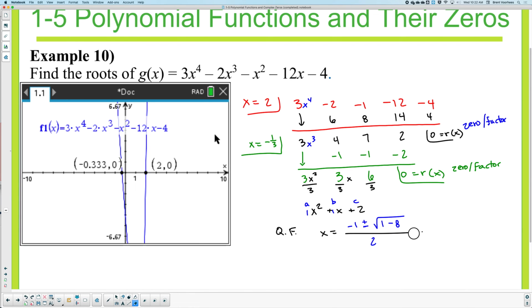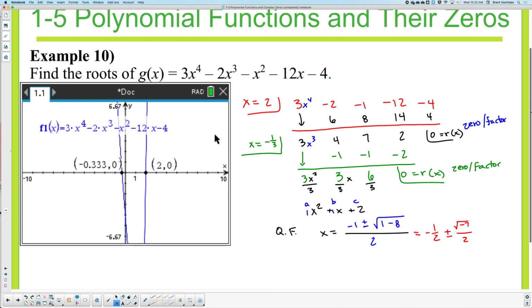All right, we'll simplify that. The real number portion would become negative 1 over 2. That's the part that will not have a conjugate pair. It'll just be itself twice. Conjugate pair portion: 1 minus 8 is negative 7, so it's the square root of negative 7, which I'm about to show you what that is in a second. Over 2.